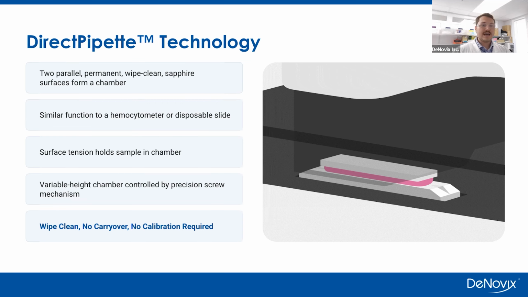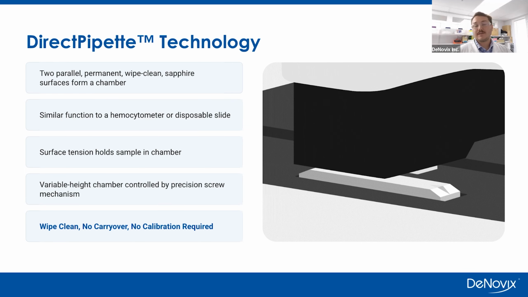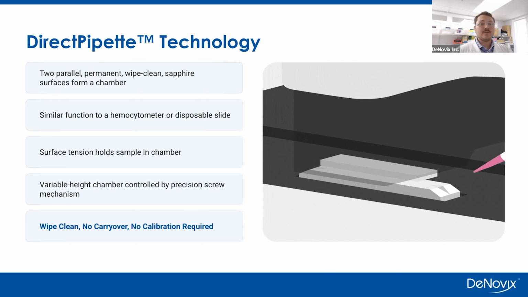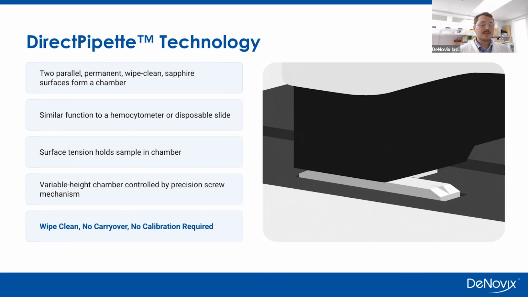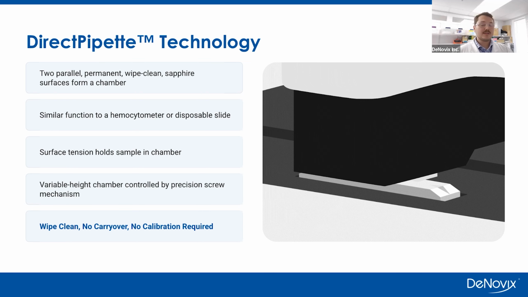Now, to dive deeper into the direct pipette technology, the upper and lower sample surfaces are optical grade sapphire surfaces, so they're very robust and scratch resistant. And you could think of the CellDrop as a hemocytometer microscope hybrid, and you'll see more during the live demo.